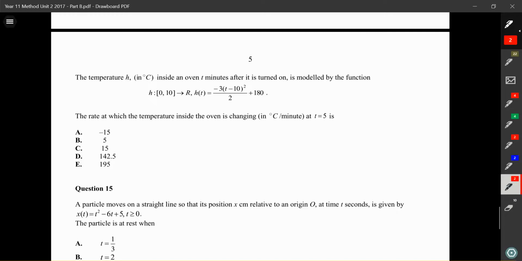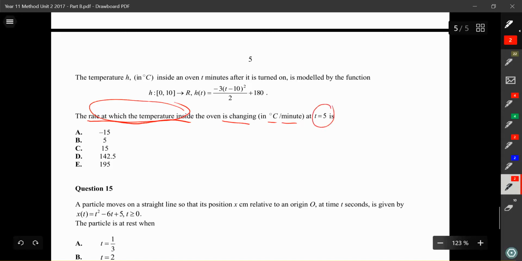Anyway, the temperature, H in C degrees inside an oven, t minutes after it is turned on, is modelled by the function. Personally, I would probably just define that straight away before I even do anything. It says the rate at which the temperature inside the oven is changing in C degrees per minute. This is not on the course anymore, where we're talking about rates. You can ignore this if you want, or look at the solutions, but essentially they're just telling you that find the rate means find the gradient at t equals 5.